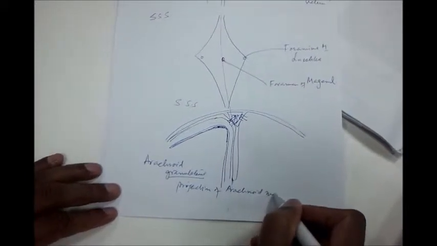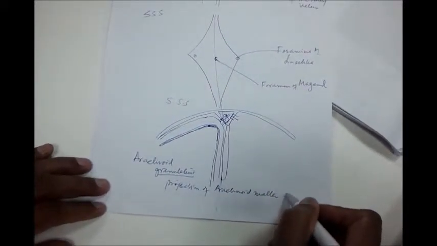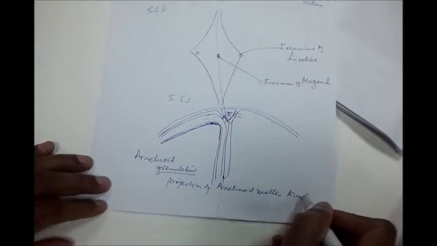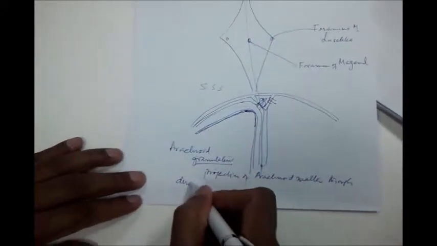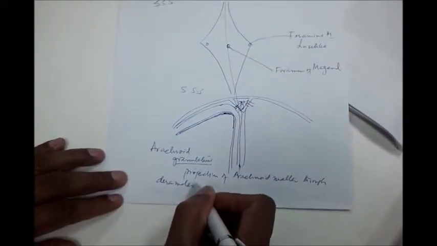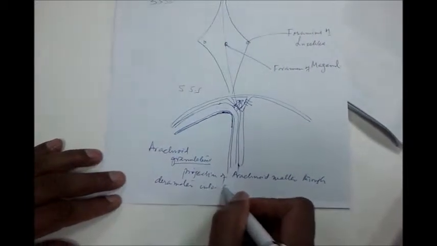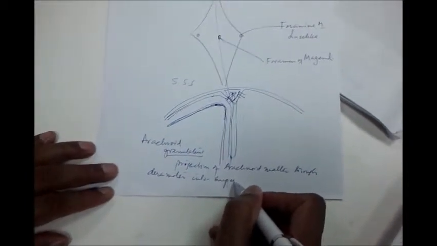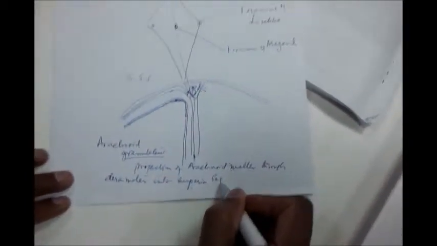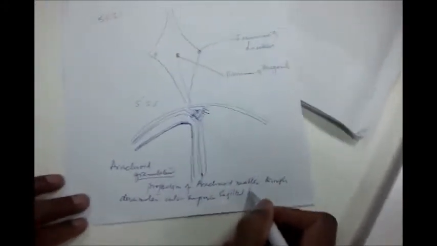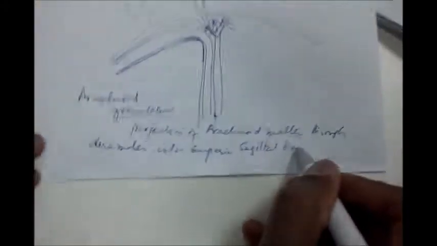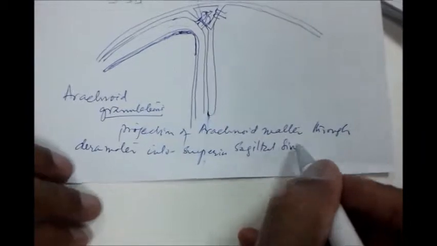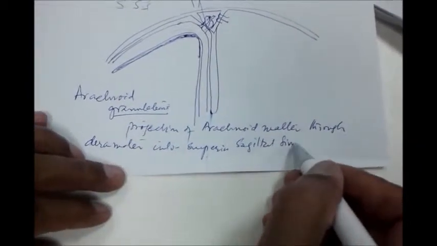Arachnoid matter, through the dura matter. And it goes through the dura matter into the superior sagittal sinus, because almost all the cerebrospinal fluid drains to the superior sagittal sinus. No other sinuses.